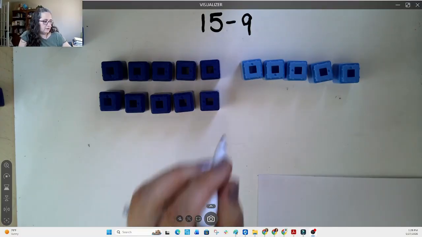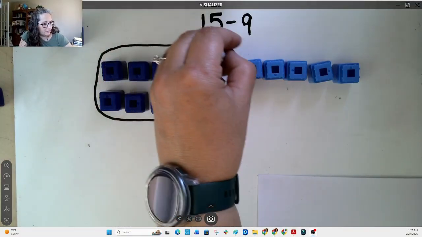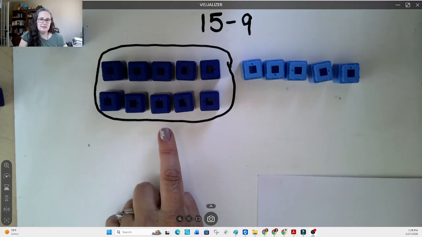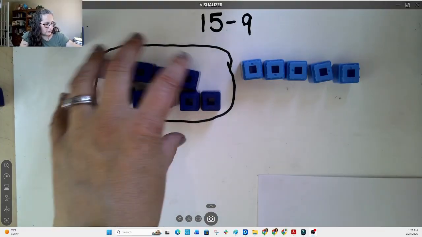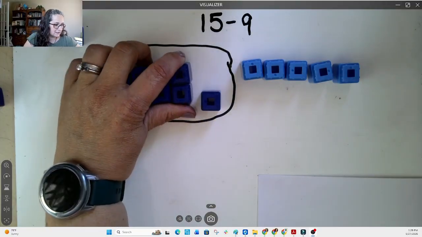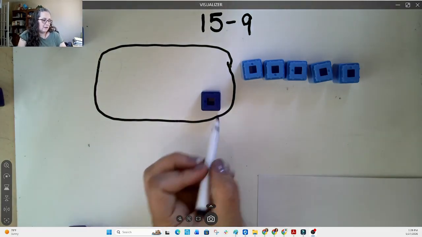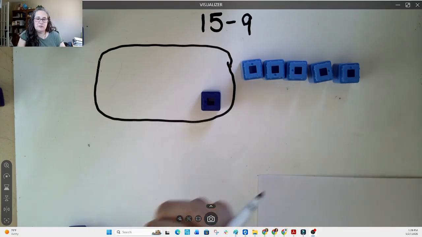I also can think about 15 is made up of 10 and 5. And because I know my partners to 10, remember how important that is, I know if I think about taking the 9 from the 10, I don't have to count back. I know 9 just needs one more to make 10. So I could take away these 9 all at once and see that what is left is 1 and 5, which is 6.